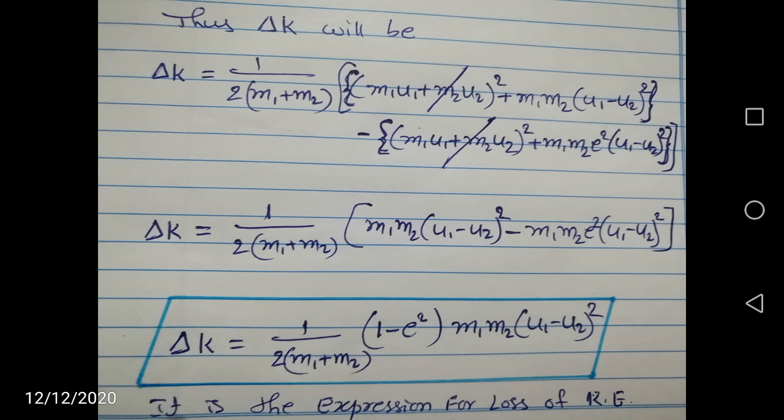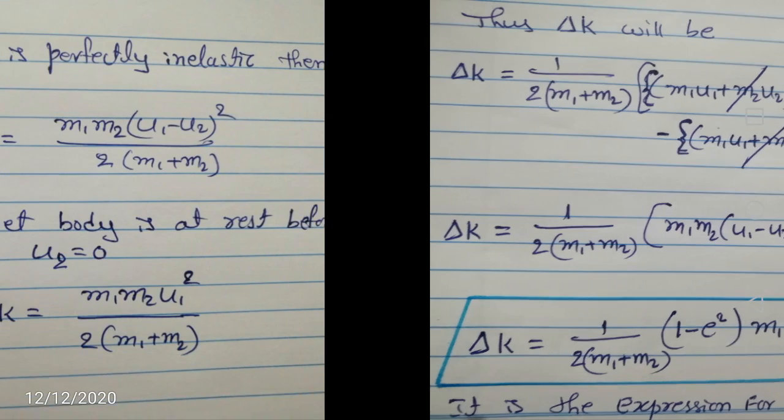That is, delta K, the loss in kinetic energy, equal to 1 by 2(m1 plus m2) into [m1 m2 (u1 minus u2) whole square minus m1 m2 e square (u1 minus u2) whole square]. Thus, delta K equal to (1 minus e square) m1 m2 (u1 minus u2) whole square divided by 2(m1 plus m2). This is the expression for the loss of kinetic energy when the system undergoes inelastic collision.